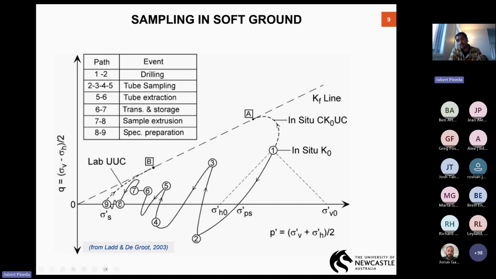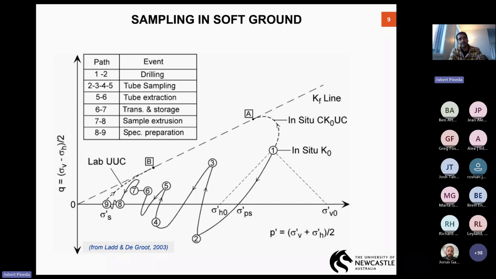And at the end, when we extrude the soil in the lab and then we cut it for UCS test or any triaxial test, we are located here at point 9. So this point 9 has nothing to do with point 1, which is the in situ stress condition that we want to preserve, right? And this is one really serious problem.